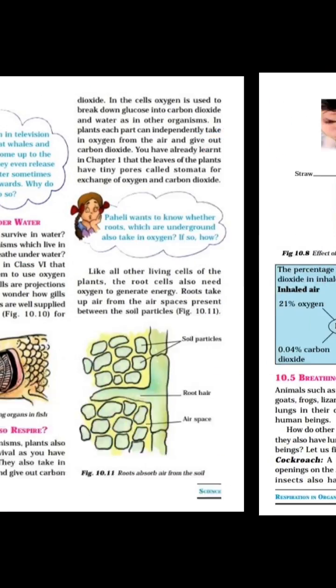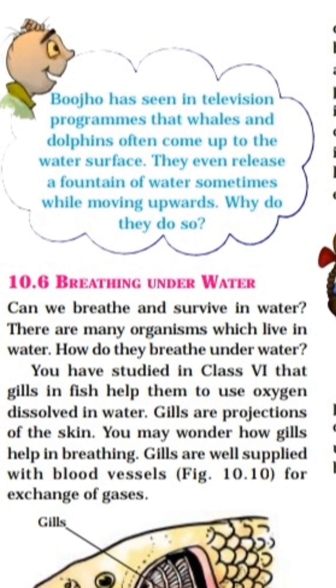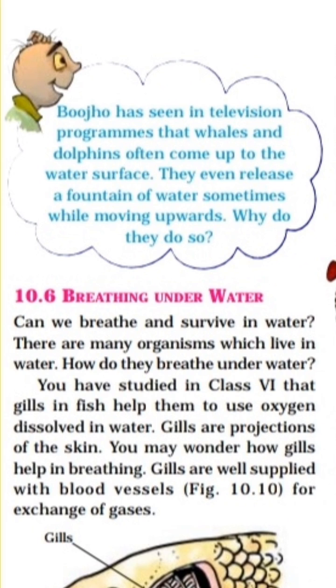Now see our next point. First, one question was there. Bojo has seen in television programs that whales and dolphins often come up to the water surface. They even release a fountain of water sometimes while moving upwards. Why do they do so? Now here is the answer.